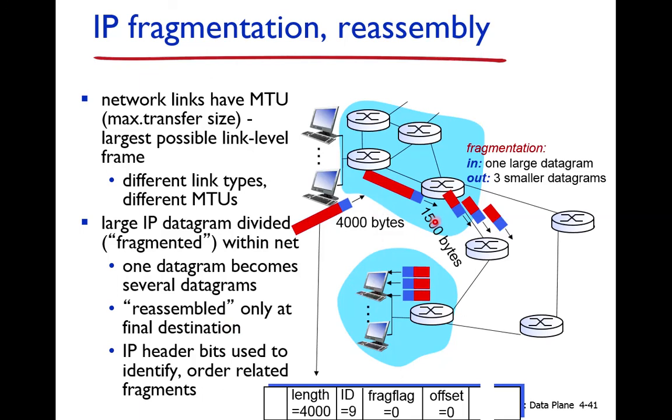How are fragmentation and reassembling performed? They are performed by using the fields identifier, fragment flag, and offset flag. How these values are set and how they are used, let's explain through an example. The reassembling will only happen at the destination machine, not somewhere else.